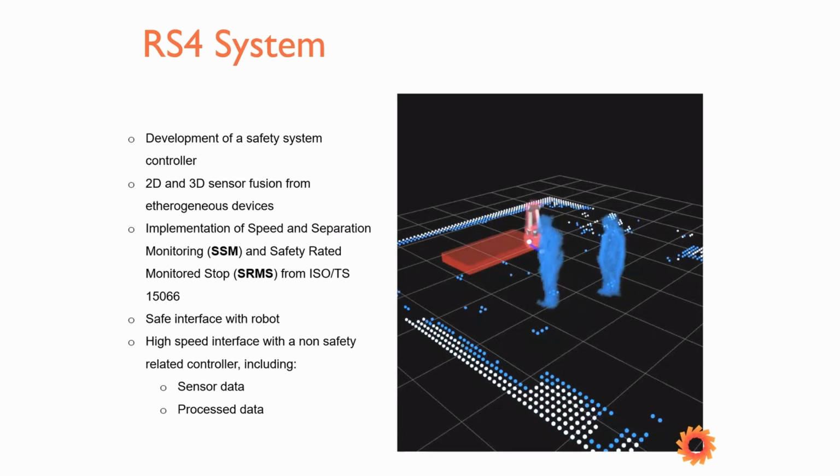And this component can be interfaced with the robot using a safe interface, and the generated data, so the processed data that we can see on the right, but also the raw sensor data, can be shared with a second controller, which is not safety related, and can use this information for example for AI or object recognition or other tasks that are not safety related, but useful to define the behavior of the cell.